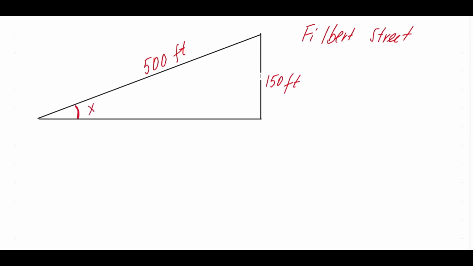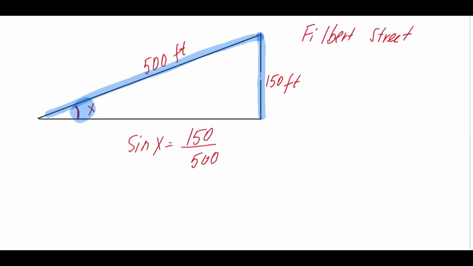So again, we start with the angle. In relation to this angle, what is given? This is the opposite leg. This is the hypotenuse, right? So we have to use sine. Sine of this angle equals, apply the definition, opposite leg over hypotenuse.